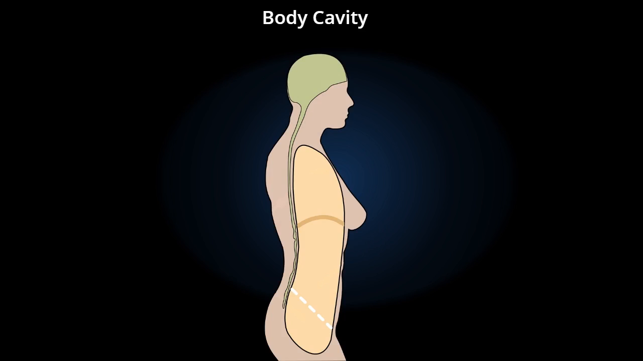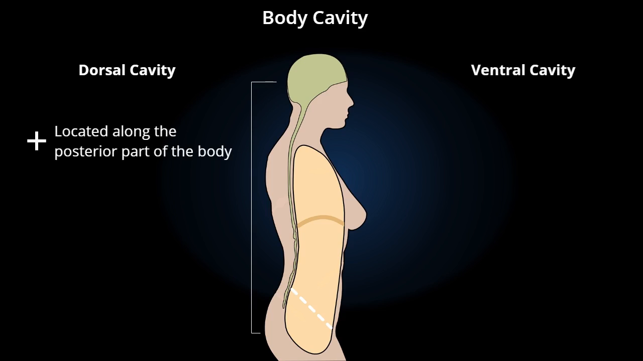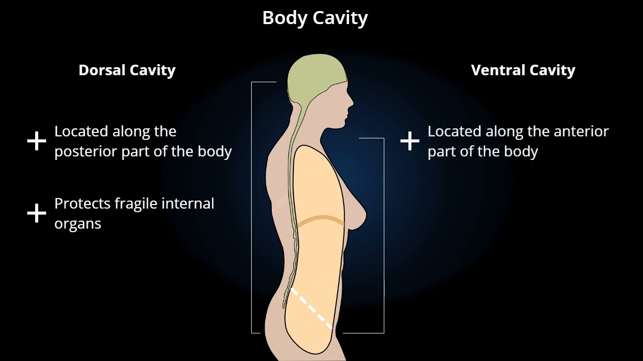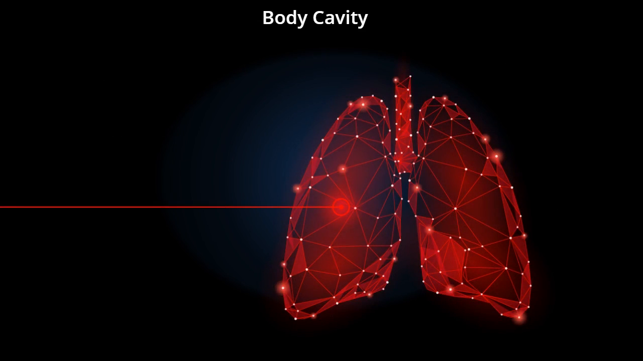We humans have two main body cavities, the dorsal cavity and the ventral cavity. The dorsal cavity is located along the posterior of the human body and protects the fragile internal organs, while the ventral cavity is located along the anterior part of the body and allows the organs to change their shape and size as they perform their functions. For example, the contraction and expansion of the lungs. Now both of these cavities can be further subdivided. If only our body was that simple.